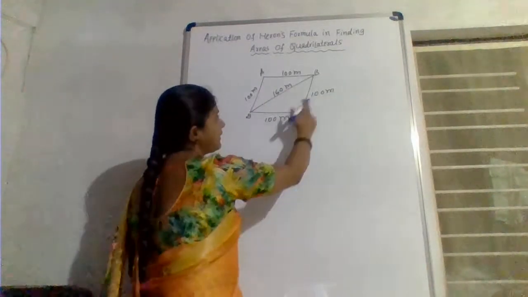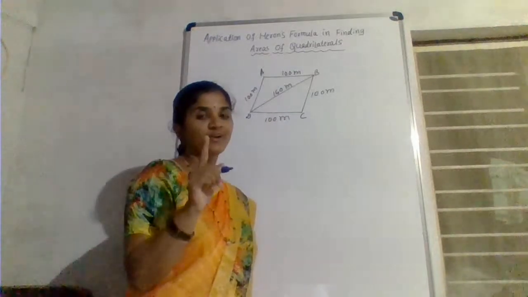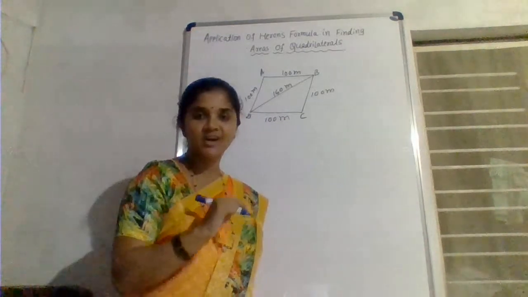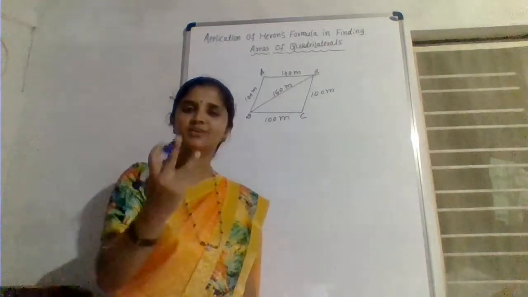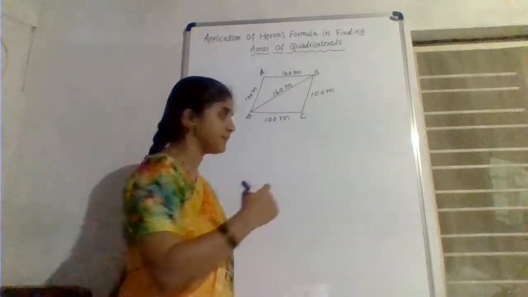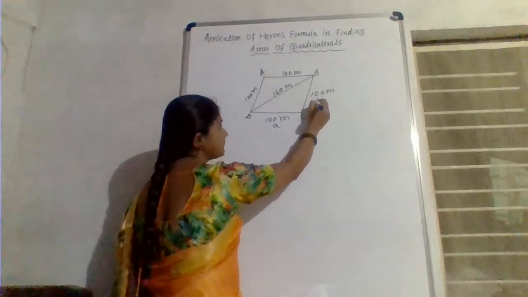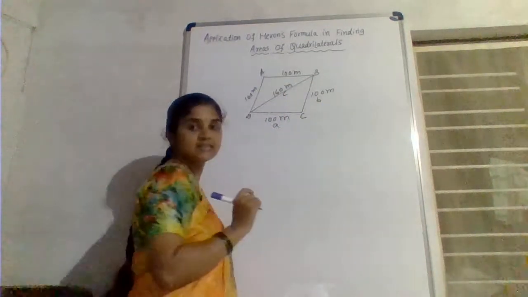So now 100, 100, 160, 100, 100, 160. We just have to find the area of one triangle. So that gives the other one equal, no? Okay, she divided the land into two equal parts, in the sense that we just have to apply Heron's formula only one time. So now take this one: a, b and c. Okay, a is 100, b is 100 and c is 160.